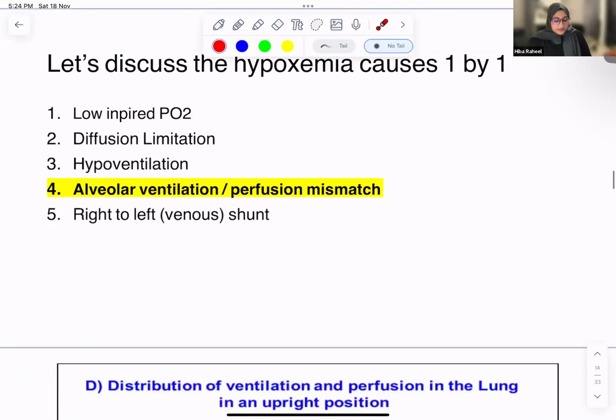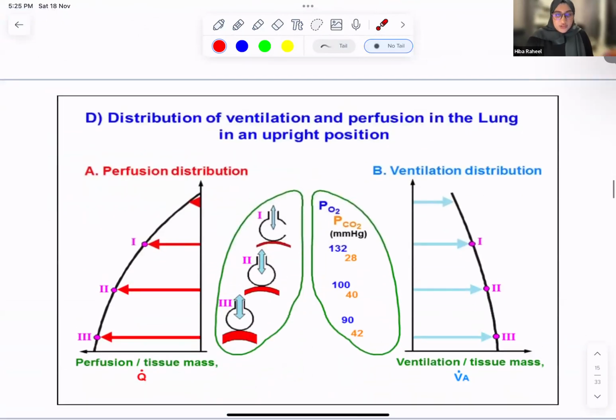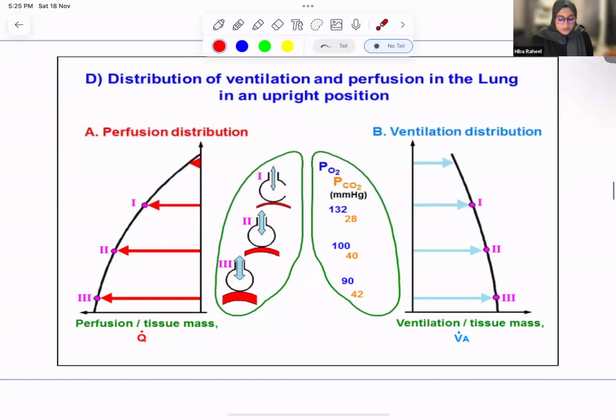All right, now we're going to discuss alveolar ventilation or perfusion mismatch. I'm going to spend a few minutes on this slide. Before we begin, I want you to picture the lung with me. The lung is in the shape of a pyramid, all right? It has a broader base, as you can see, and it has a narrow apex, narrow top, broader base. It's shaped like a pyramid, okay?